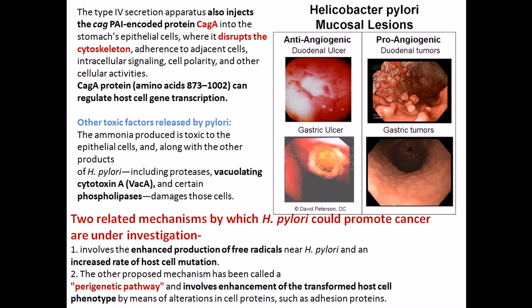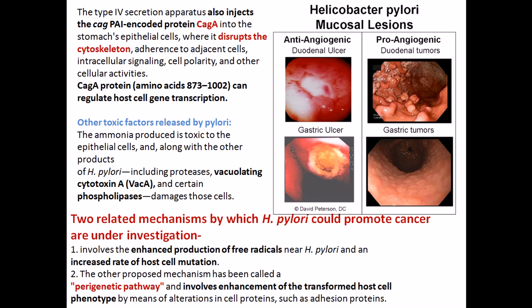One of the machinery involves the enhanced production of free radicals near the Helicobacter pylori. As they start to produce these free radicals, the increased rate of cell mutation starts to occur. As a result, those cells may turn into cancerous cells. It's a simple way of transformation.